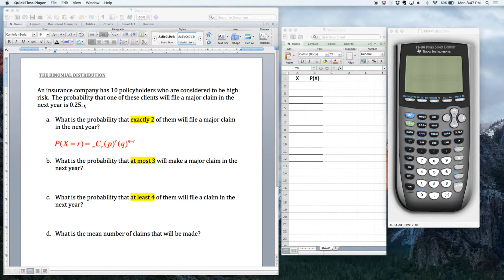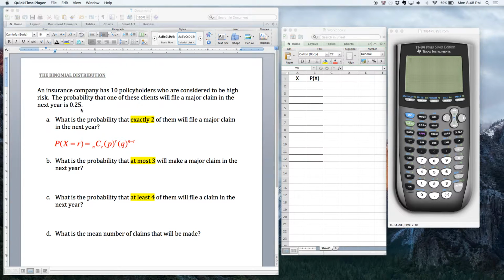So when you come to a question, you can look at the question, read what it's saying, and visualize the probability distribution, which will in turn help you work out the different parts that it asks you. All right, so let's give this a look. This is an insurance example. It says an insurance company has 10 policyholders who are all considered to be high risk, and the probability that one of these clients will file a major claim in the next year is 0.25.